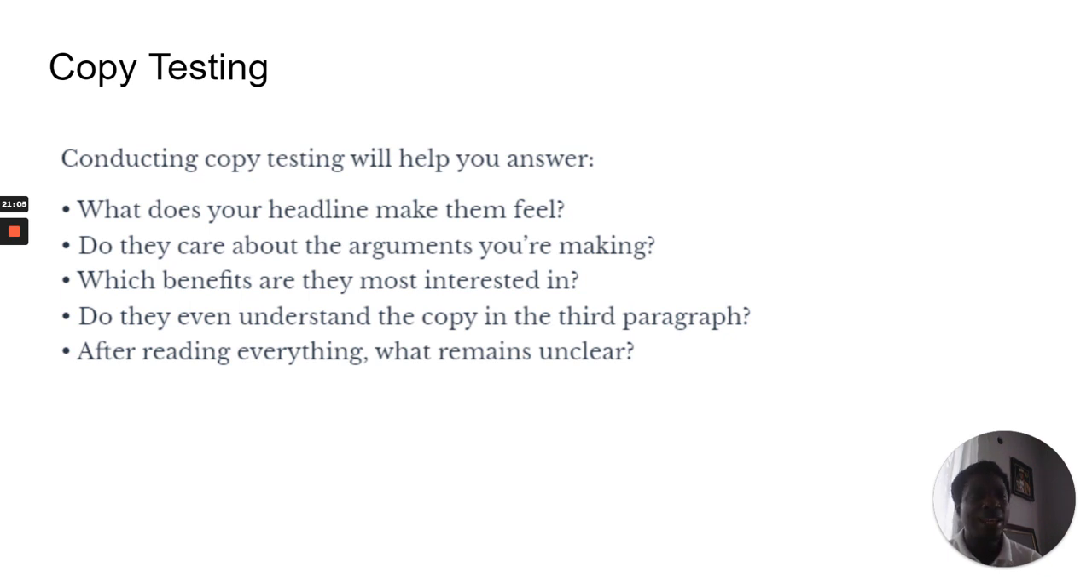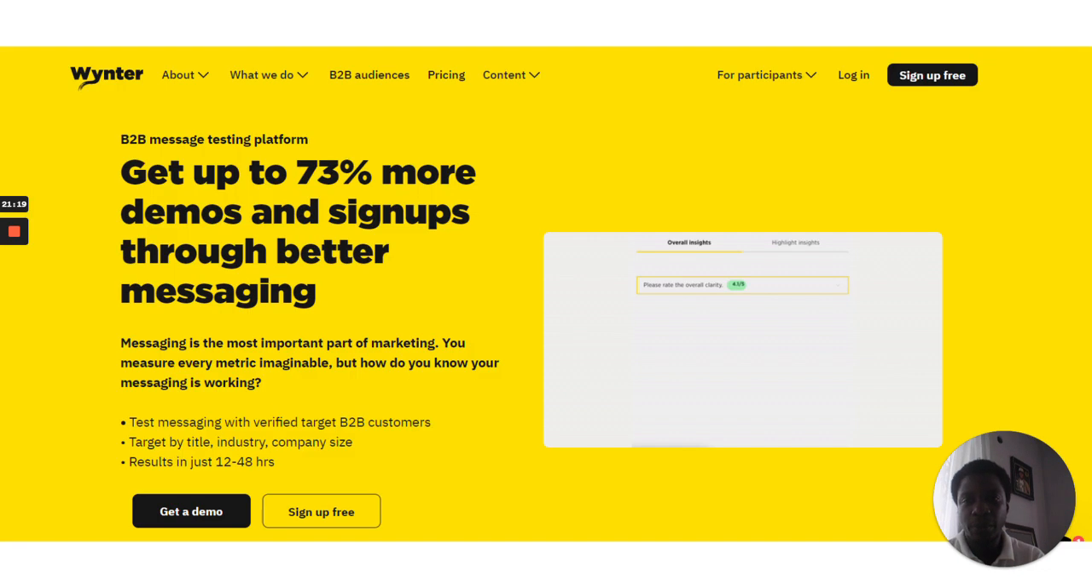What does your headline make people feel? Do they care about the arguments you are making? Which benefits are they most interested in? If you are listing benefits, do they even understand the copy in the third paragraph? After reading everything, what remains unclear to people? But how do you know that?